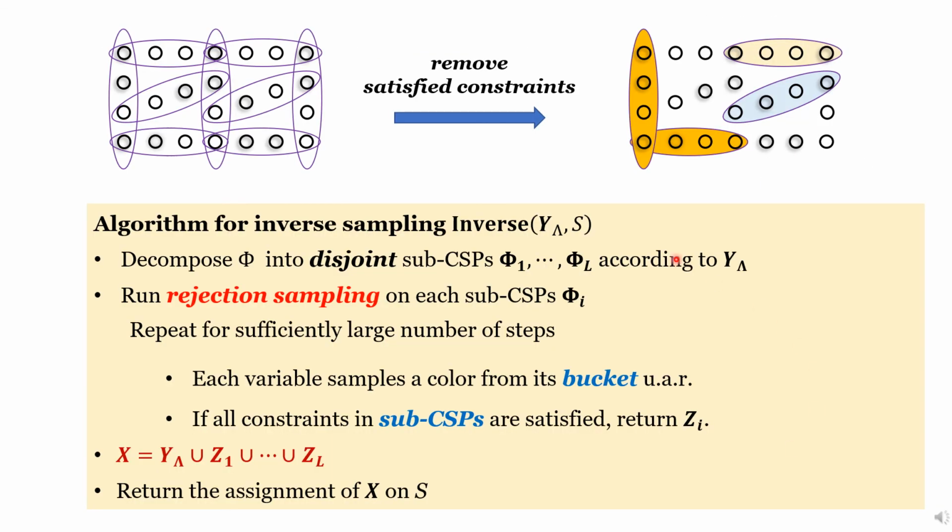Thus, we can perform the inverse sampling as follows. The algorithm first decomposes the original CSP into sub-CSPs according to Y_lambda, where each sub-CSP is very small. Then it performs rejection sampling on each sub-CSP. Thus, the final assignment X can be obtained by combining Y_lambda with the assignments of the sub-CSPs. At last, the assignment of X on S is returned.